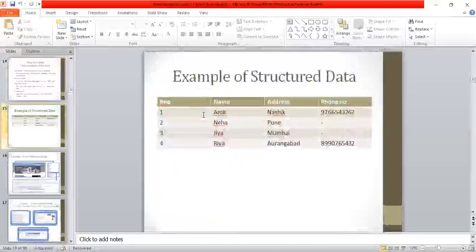Here is the example of structured data. This table contains 4 rows and 4 columns. First column for roll number, second column for name of the student, third column for address, fourth column for phone number. This is the one example of structured data.